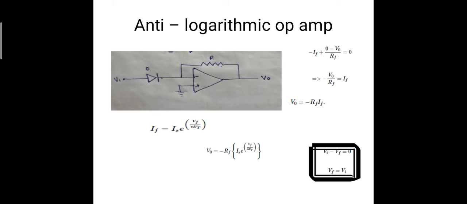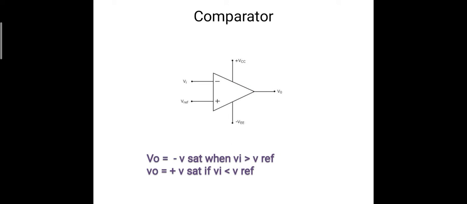So Vf is equal to Vi, that is given in the black square. Thus we get V naught is equal to minus Rf Is e power Vi by nVt. Anti-logarithmic value of the input is our output. Next we are going to see a non-linear operation called comparator.